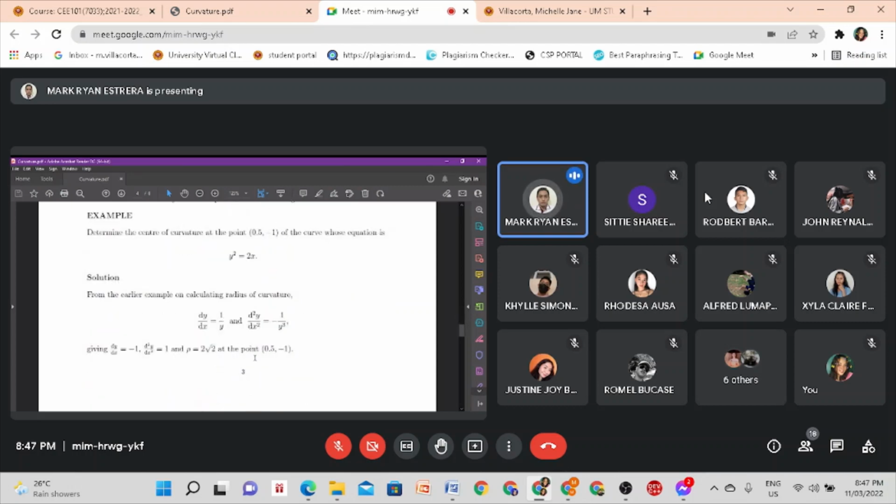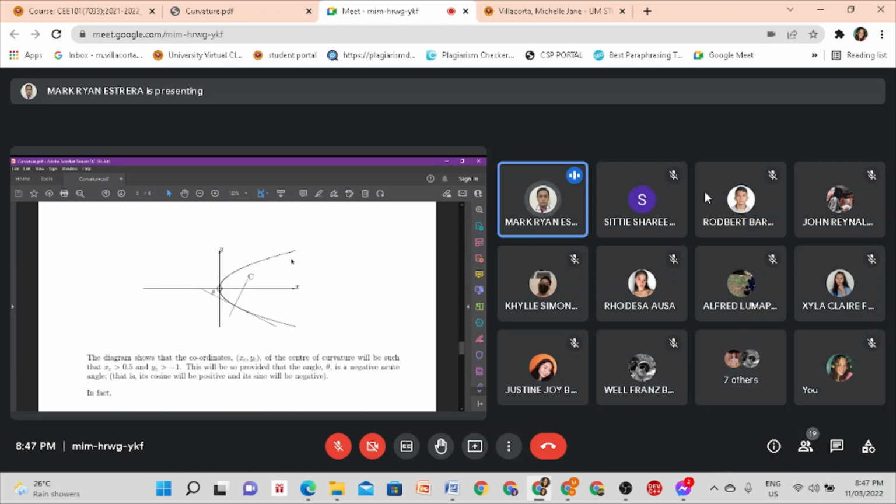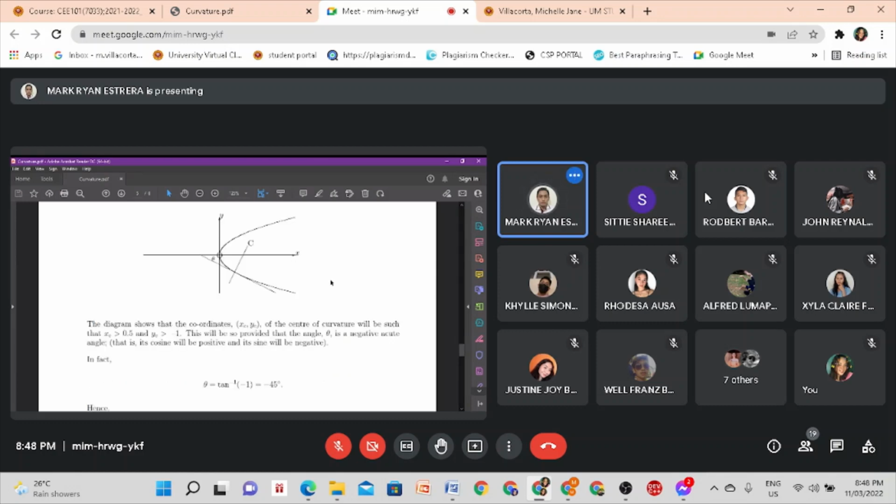Okay. Example, the one from earlier. So we have this obtained: dy over dx is negative 1, and then d squared y over dx squared is 1, and then the radius of curvature being 2 square root of 2. And then the point from earlier, the point is 0.5 and negative 1. So if you are going to analyze that one, it was given as a parabolic form, as I said earlier.